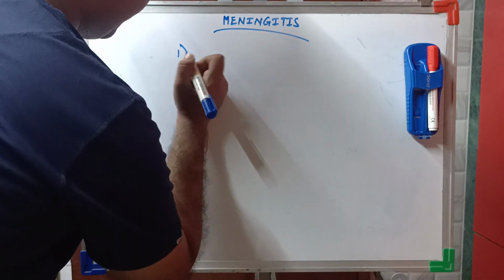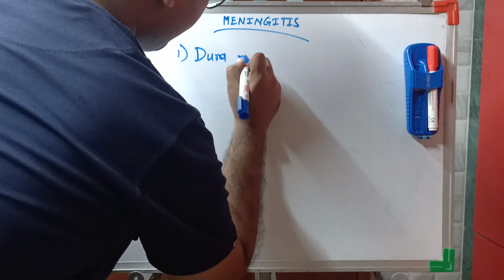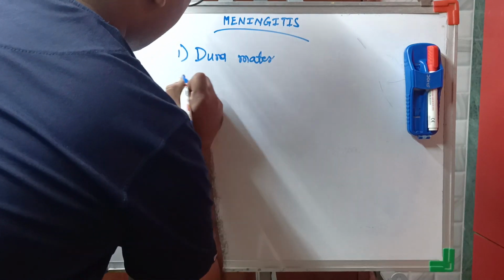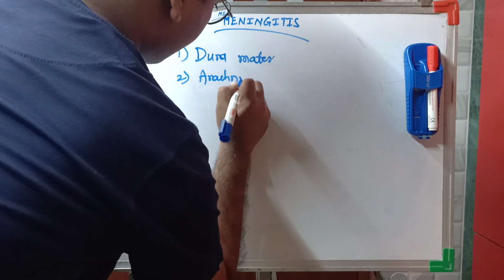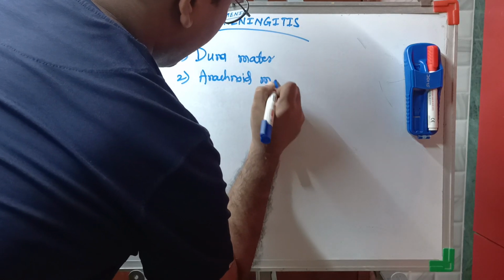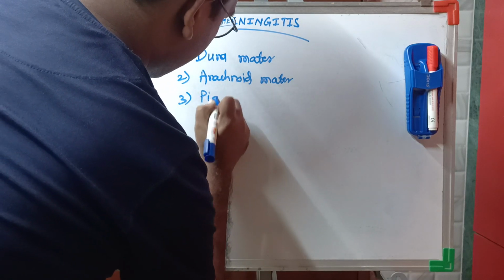The first one is the dura mater. The second one is the arachnoid mater. And the third one is the pia mater.